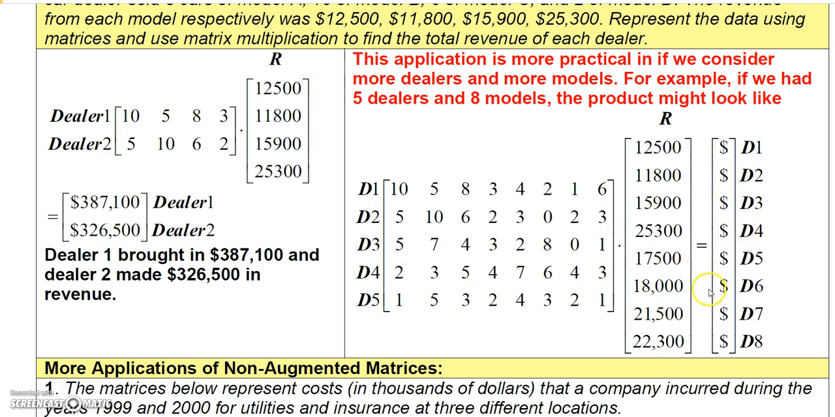Now actually, I made an error here. This part shouldn't be there. It should just go through dealer 1 through dealer 5. So anyway, that would tell you the total revenue of each of the 5 dealers there.